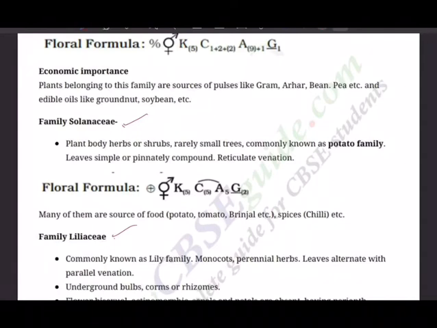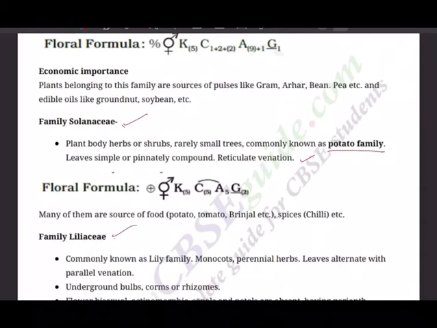So plant body: herb, shrub or small trees, commonly known as potato family or brinjal family. Leaves are simple or pinnately compound, with reticulate venation. Of course, those who are growing potato, brinjal and tomato can directly see this. And the floral formula, we write 0 with a plus, and 0 with a top arrow mark and down plus, that is both the sexes, it indicates the sexes.